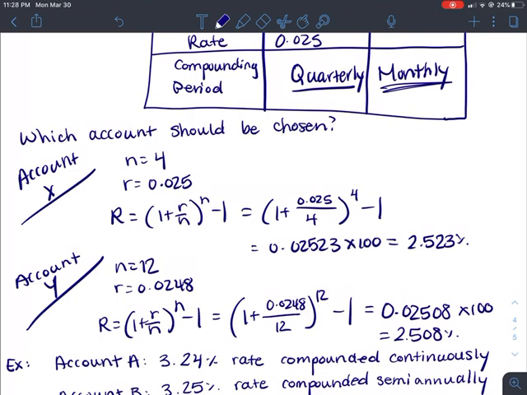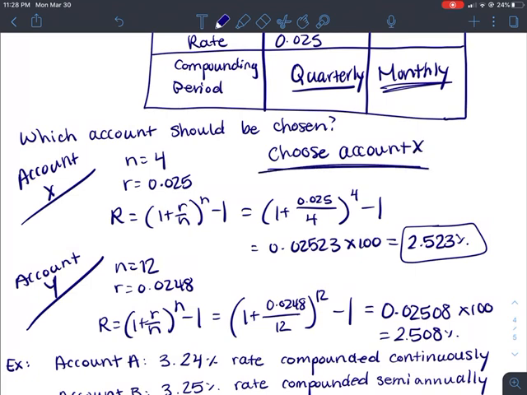Okay, when I compare 2.523 to 2.508, okay, the account X is a higher value, okay? So you're going to choose account X, okay? Because 2.523 is bigger than 2.508.